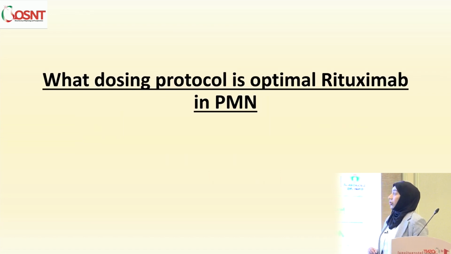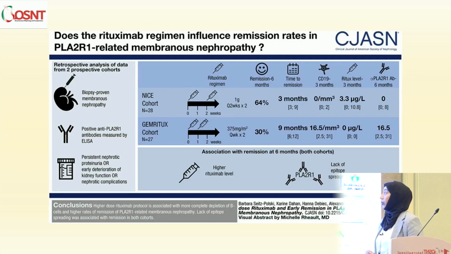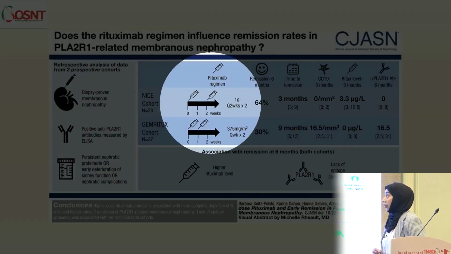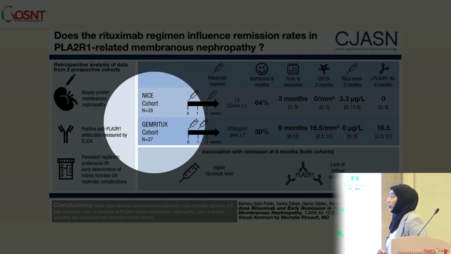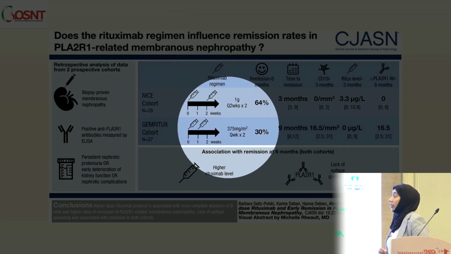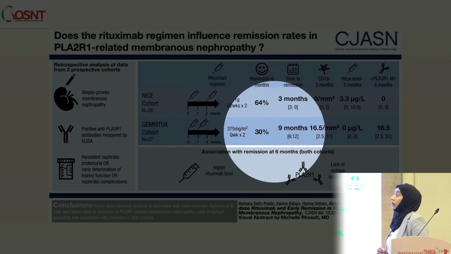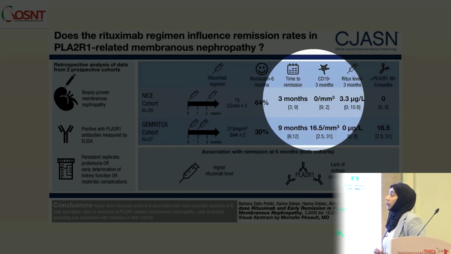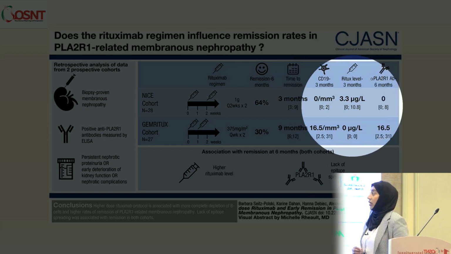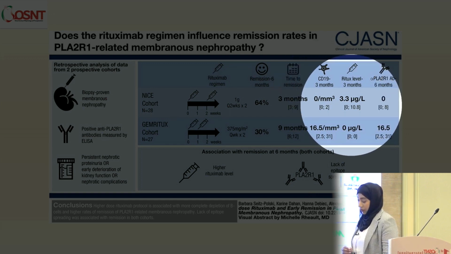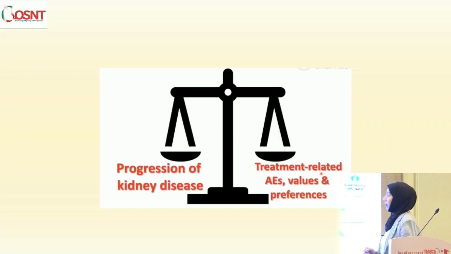So what is the optimal dosing protocol for rituximab in membranous nephropathy? In the NICE cohort, most of the centers used about 1 gram 2 weeks apart. In the GEMRITUX cohort, they used about 375 milligrams, 2 doses, and they found it superior in terms of remission, time to remission, depletion of B cells, and the level of rituximab in the serum.